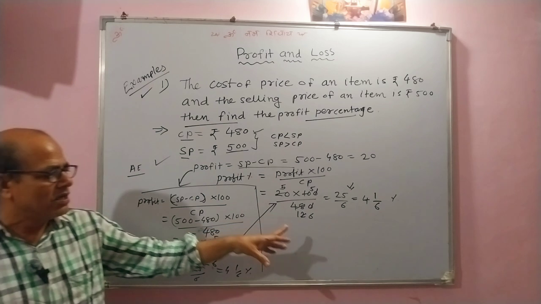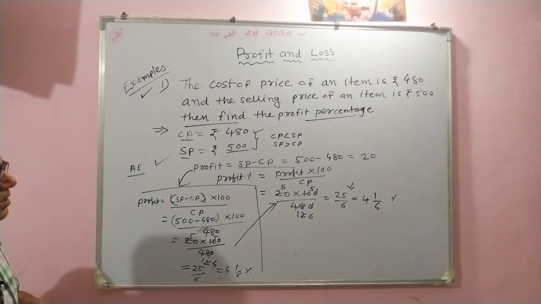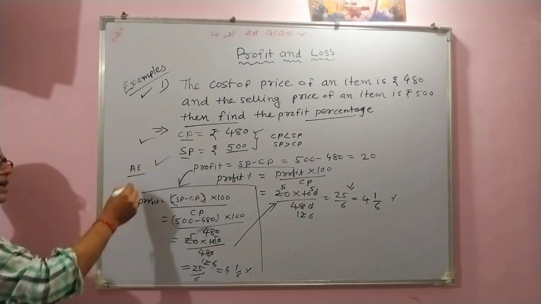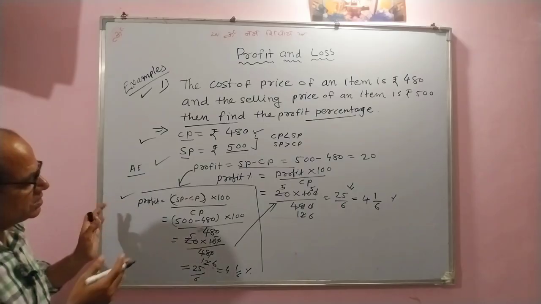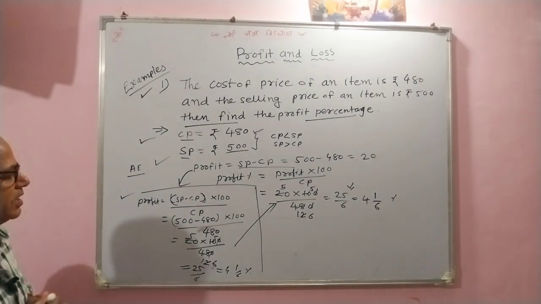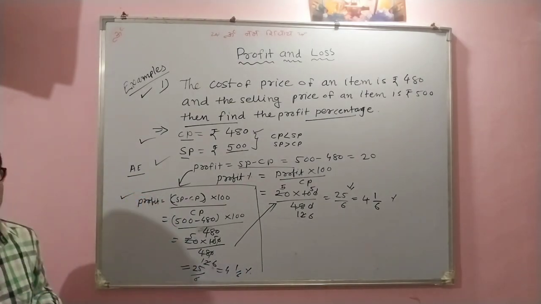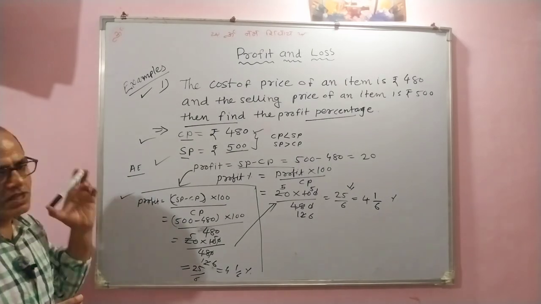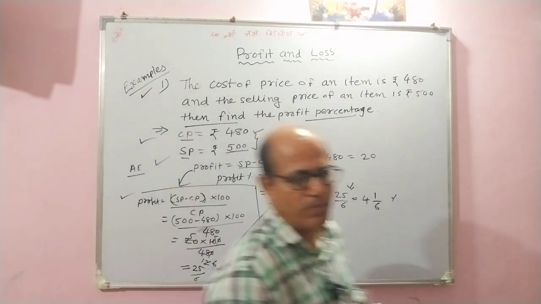Whatever method you like, you can go with that method, right? This is also correct and that is also correct. Same method, only it is clubbed. I tried to make it short, right? So this is the first example. Now I will go for the second example.